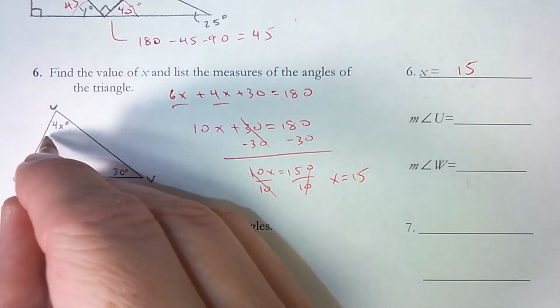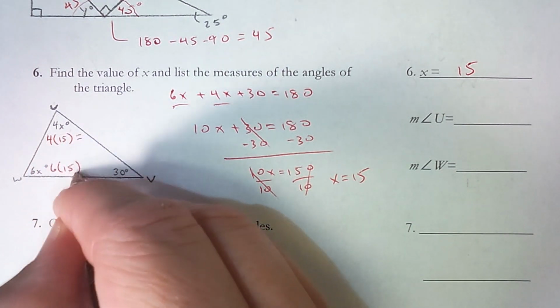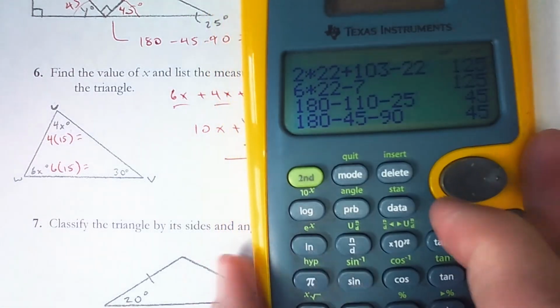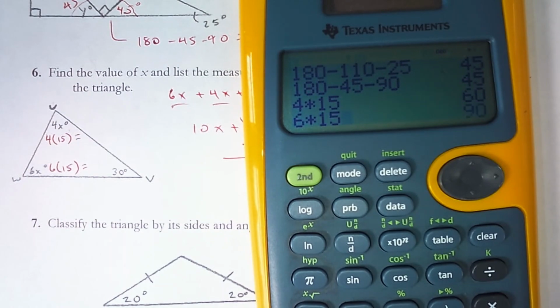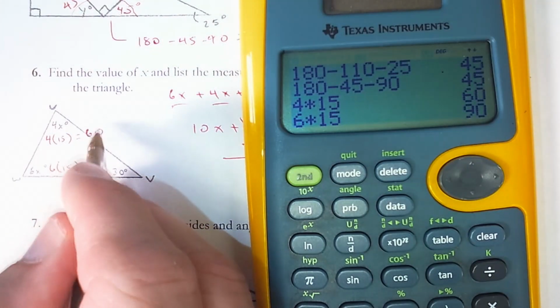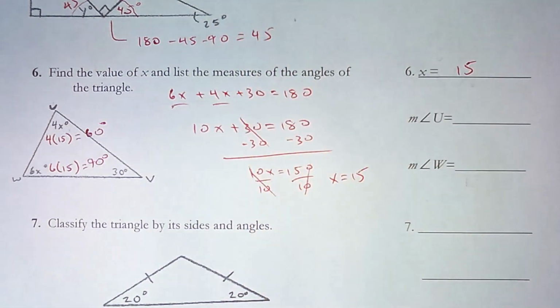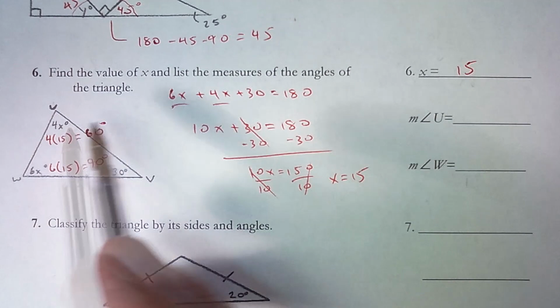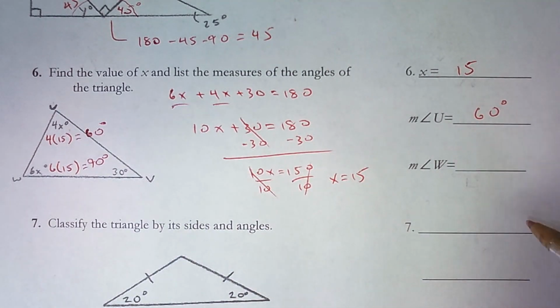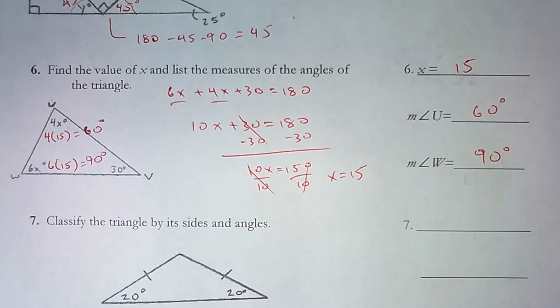Okay, so this angle right here is 4 times 15. And this one is 6 times 15. So 4 times 15 and 6 times 15 are 60 degrees and 90 degrees. Okay, so it may not look like 90 degrees, but we just did the math and found out that this is 90 degrees. So the measure of angle U is 60 degrees. The measure of angle W is 90 degrees.